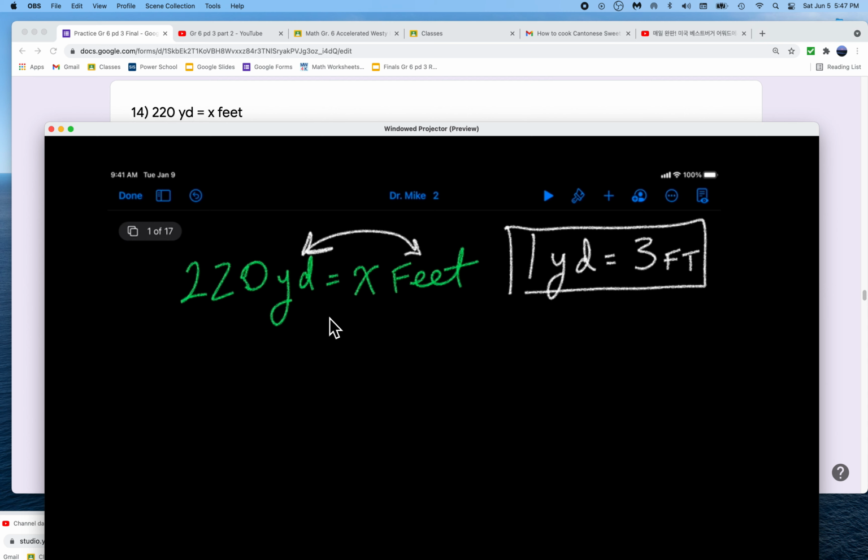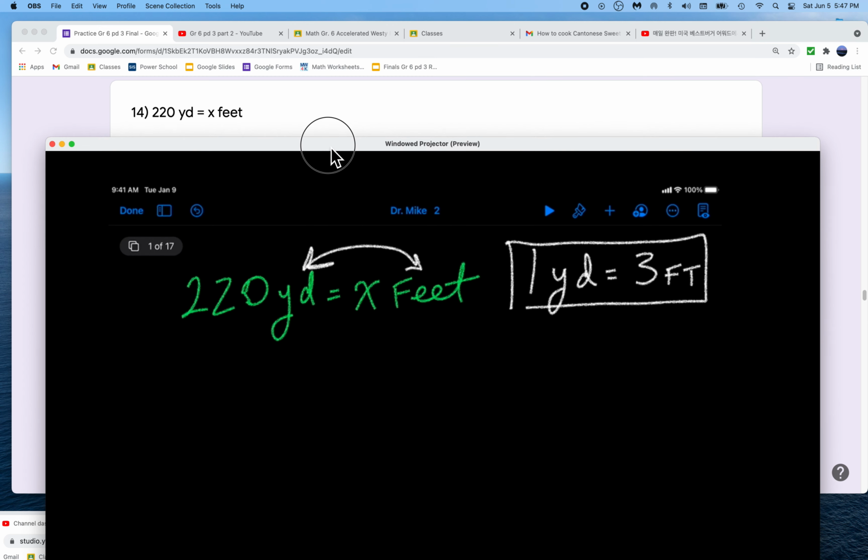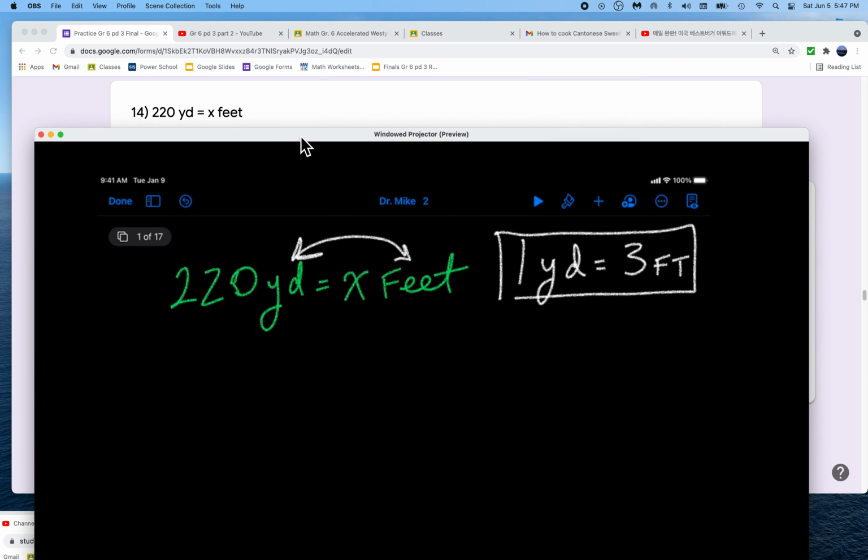In our last video, part 3 of the video review, we ended on this problem, a conversion problem. 220 yards equals how many feet? Now, because there was a direct connection, namely 1 yard equals 3 feet, with a well-known formula, we were able to set up a proportion. However, I'm going to show you how to do it a different way.